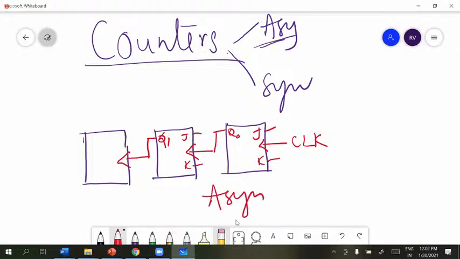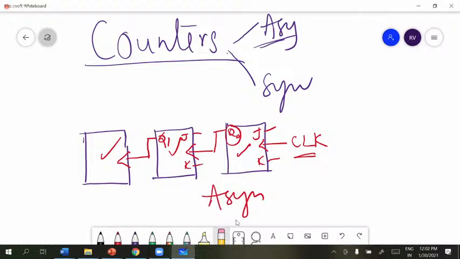That means when the first flip-flop is triggered and you get the output, only then is the next flip-flop triggered. You get the output, then only this flip-flop is triggered. That means there will be some propagation delay, no? So the speed of asynchronous counter operation is very low compared to the synchronous counter. Even so, because the design complexity is less, we prefer to use this asynchronous counter in some applications.